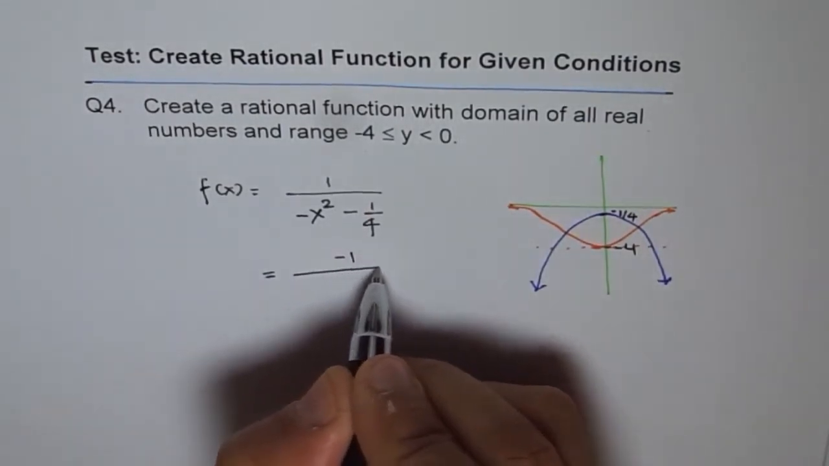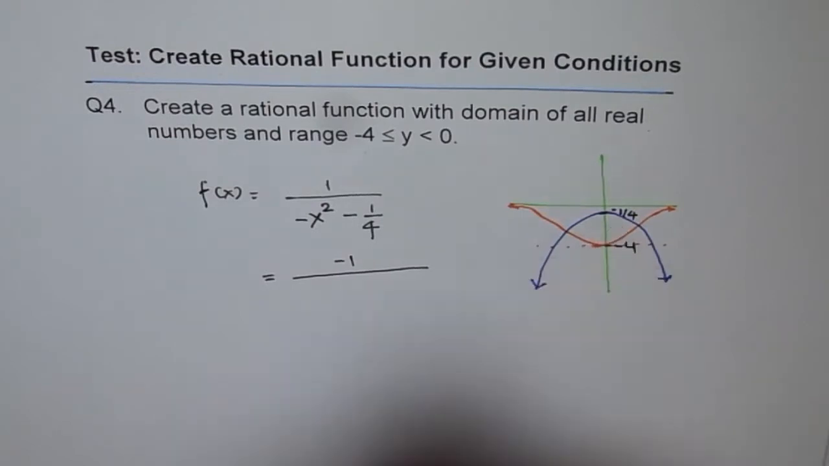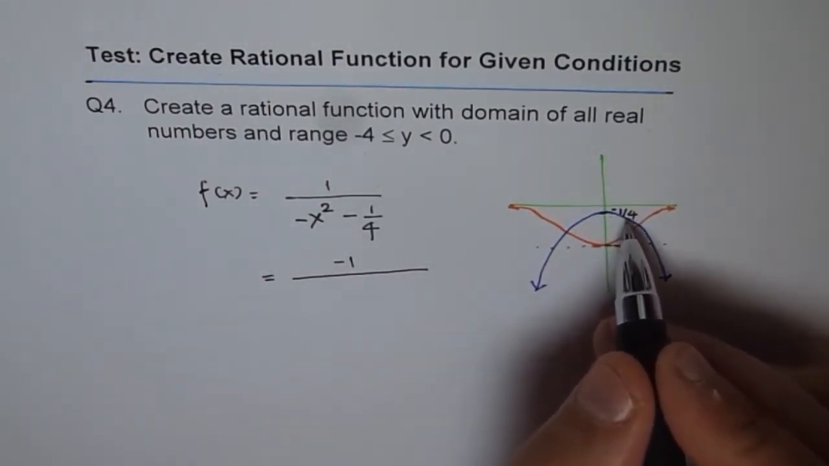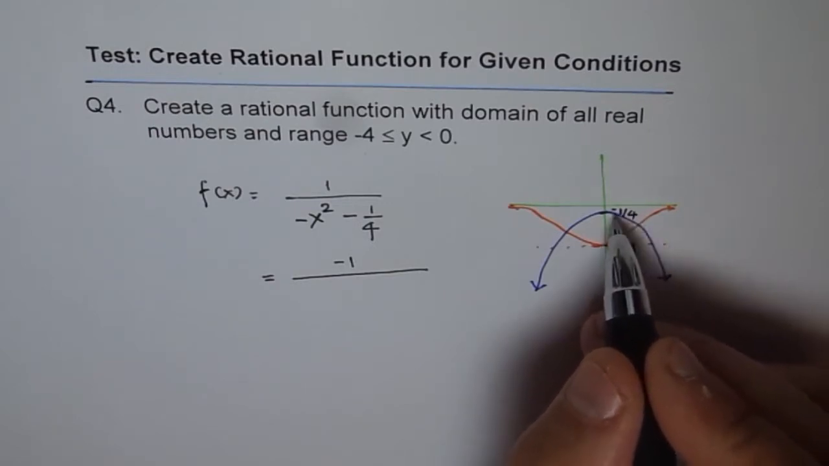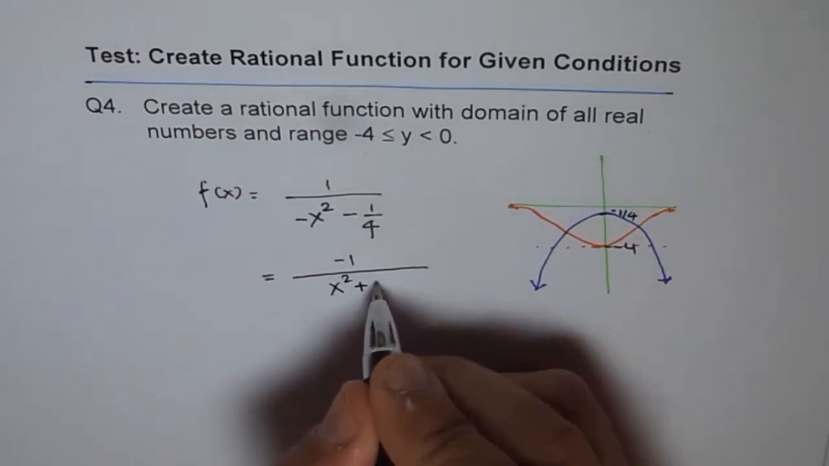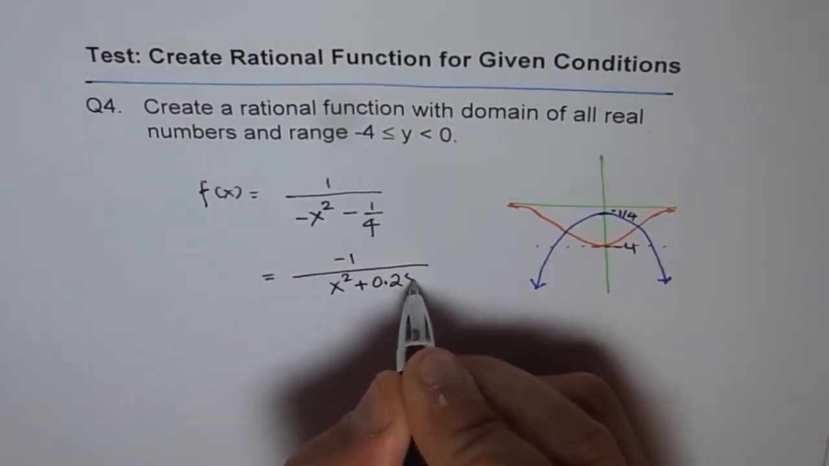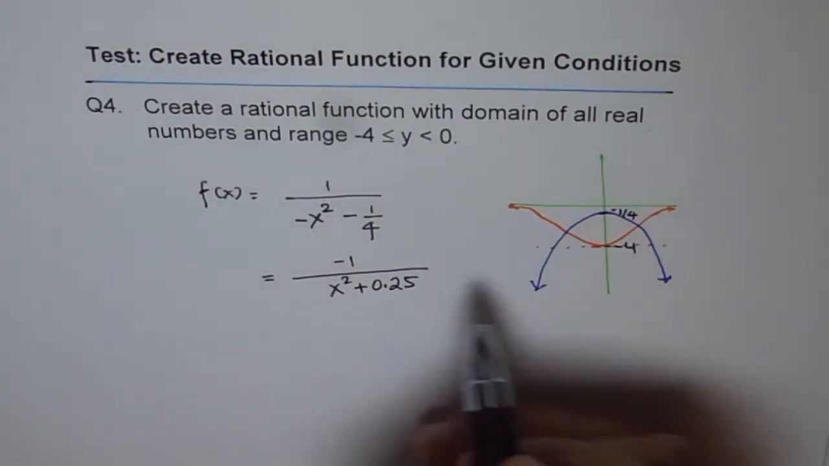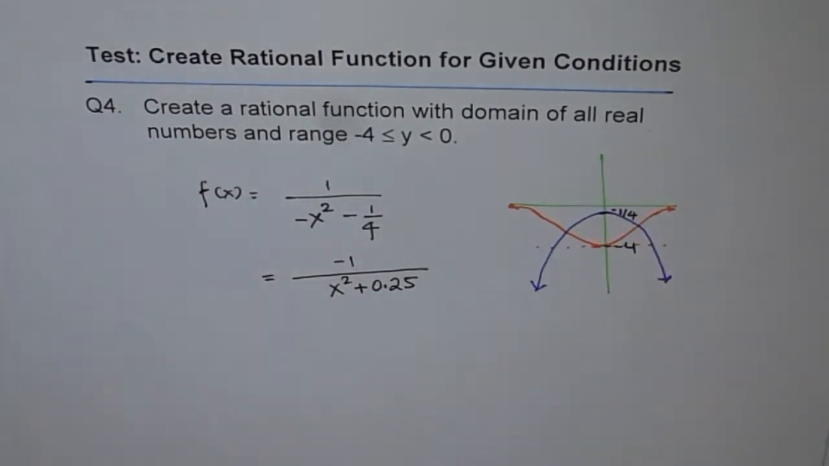That shows a reflection, right? And the function has a vertex at 0.25. 0.25 is this value, right? So you say x squared plus 0.25, which is 1/4. Correct? So that function is what your domain is. So this is your function which satisfies the condition given to you.